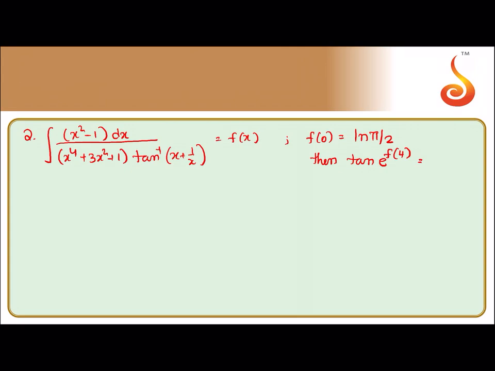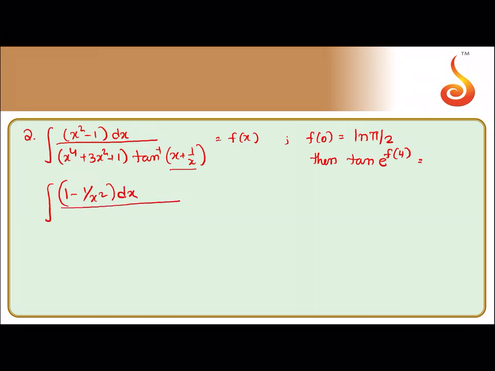Now slowly, whenever in JEE Advanced, especially they give an integral and relate it to certain problems, like in a passage, one integral will be given and associated problems will be given. Here f of 0 is log pi by 2. Then you have to find tan of e to the power f of 4. Now, the main thing is to concentrate on what is written inside the tan, x plus 1 by x. The derivative of x plus 1 by x is 1 minus 1 by x square. That we have to rearrange.